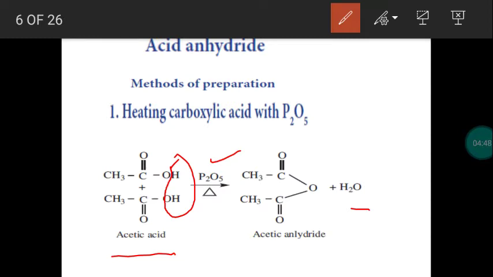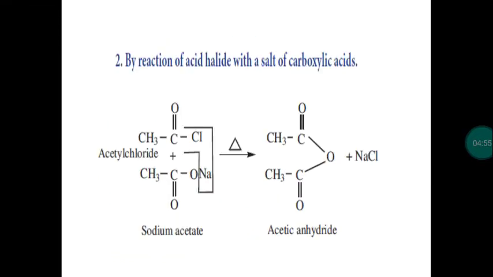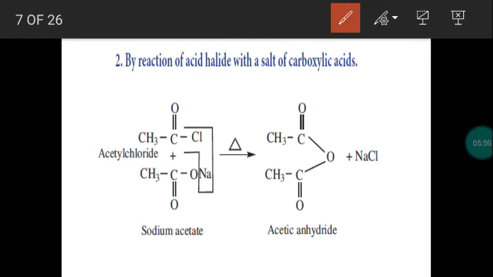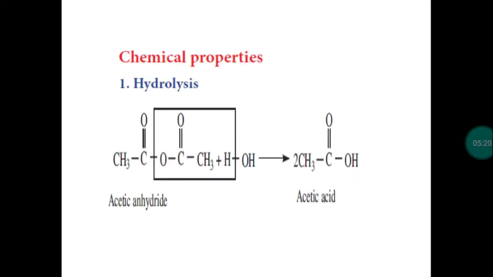One molecule of water will be eliminated, so we get acetic anhydride. Second preparation method, we take two substances. One is acetyl chloride, another one is a salt of an acid like sodium acetate. So this is the sodium salt of acetic acid. We heat the mixture of acid halide and salt of acid. We get acetic anhydride with the liberation of sodium chloride. This is the second preparation method.